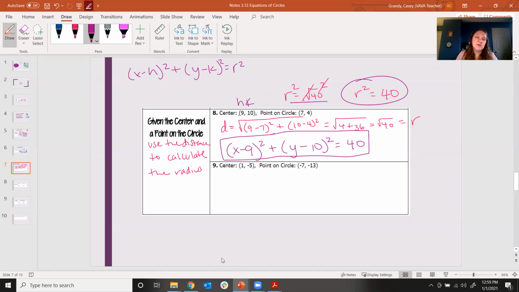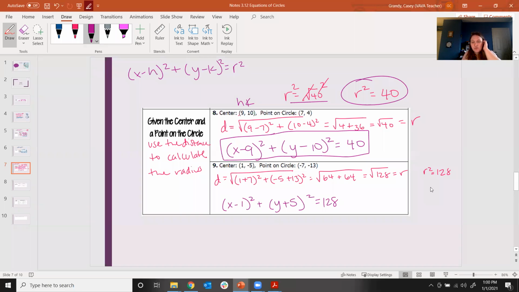Try number 9. Try that one now. Calculate your radius and then use that to write the equation of your circle. So you should get x minus 1 squared plus y plus 5 squared equals 128.